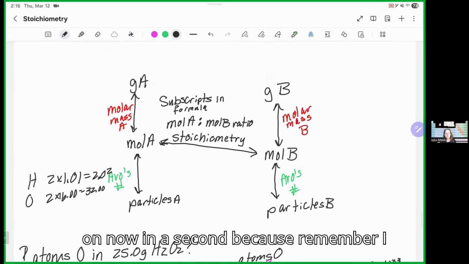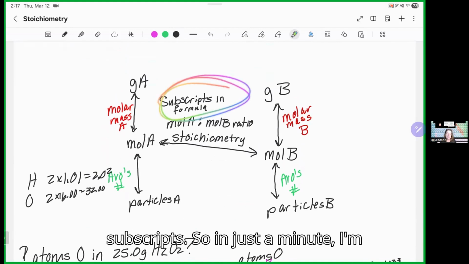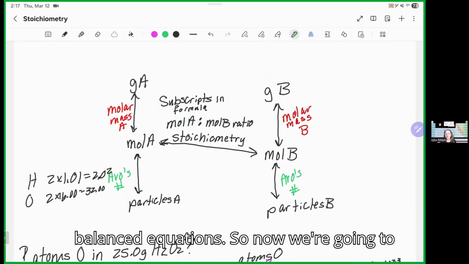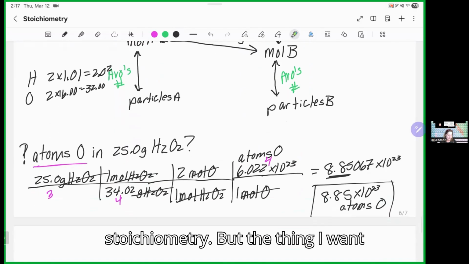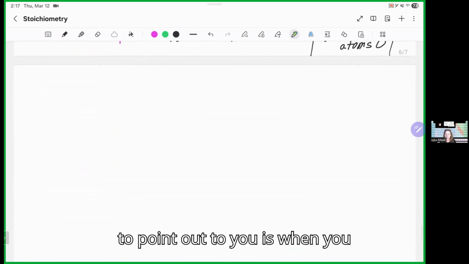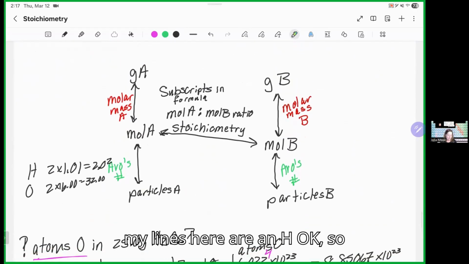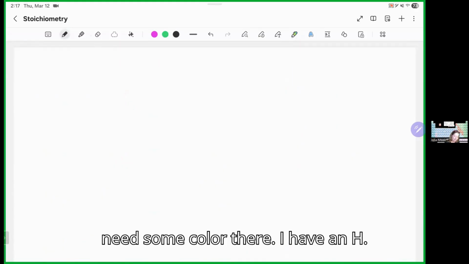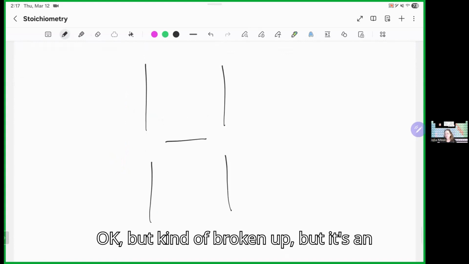We're going to move on now in a second, because remember I told you for now we're using our subscripts. So in just a minute, I'm going to move to a balanced equation, because we learned how to do balanced equations. So now we're going to start using balanced equations for that stoichiometry. But the thing I want to point out to you is when you get to an exam or a quiz, recognize that my lines here are an H. Okay, so I have an H. Kind of broken up, but it's an H.